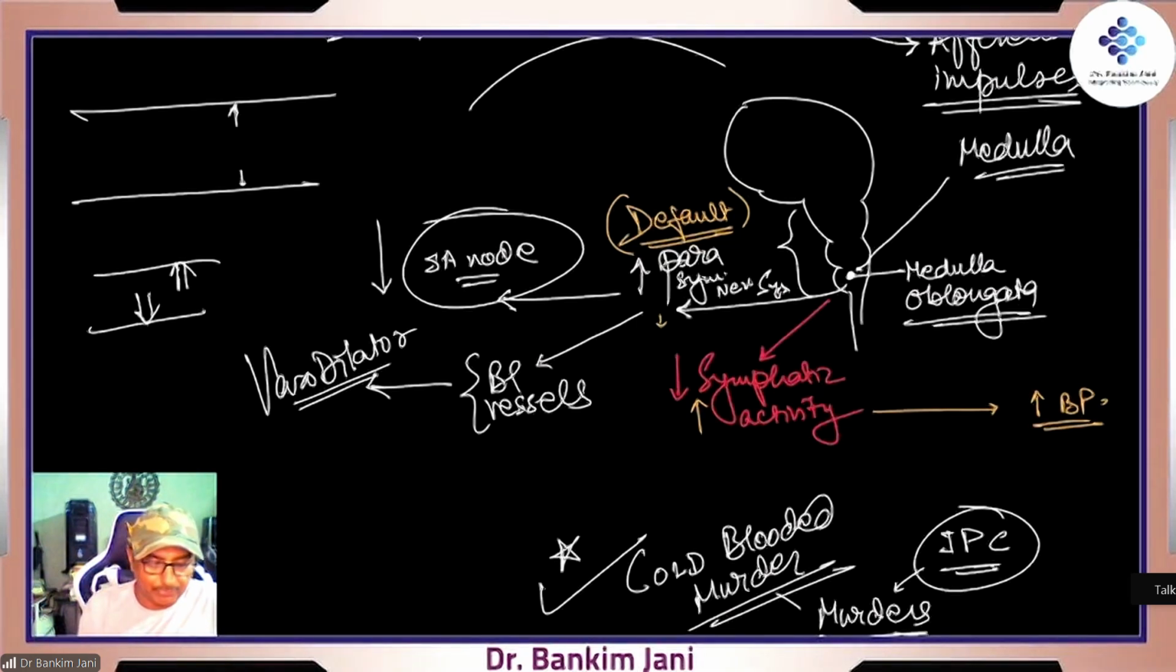At the same time, the vasodilation effect will be decreased. So the vessels will be constricted, and that will lead to vasoconstriction. So the increased blood pressure is because of increased SA node activity, correct? SA node activity plus the vasoconstriction. Vessels would constrict. So this is the fast acting activity. It acts within a few seconds and it works.